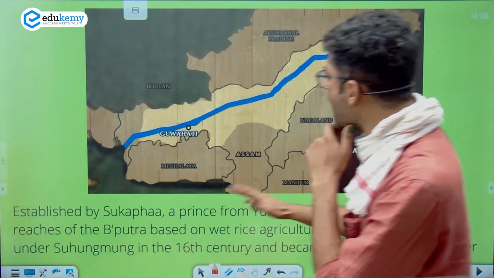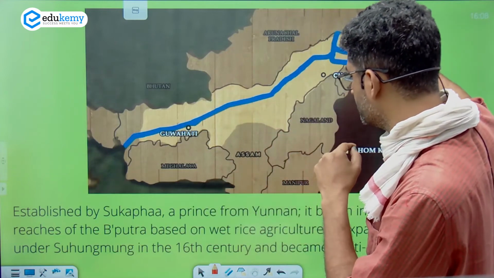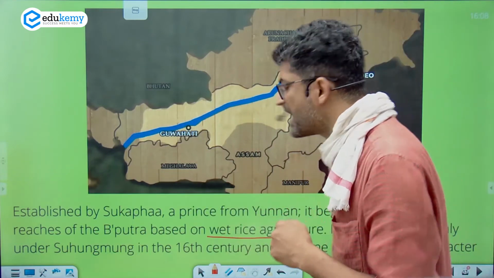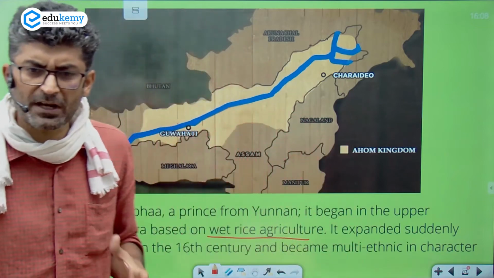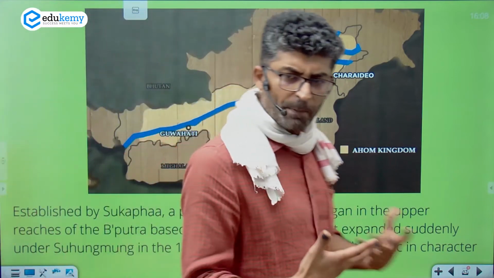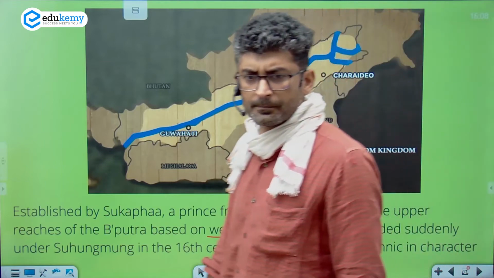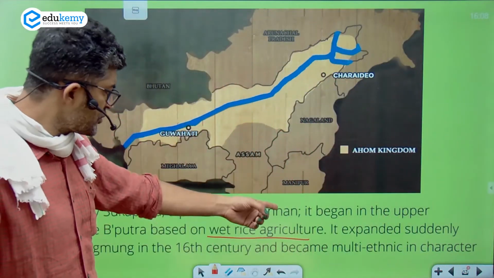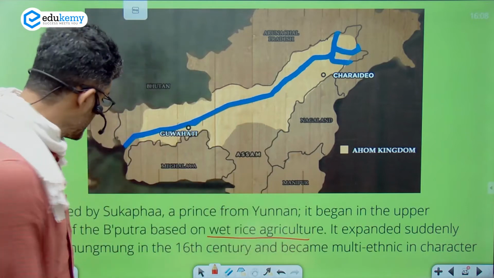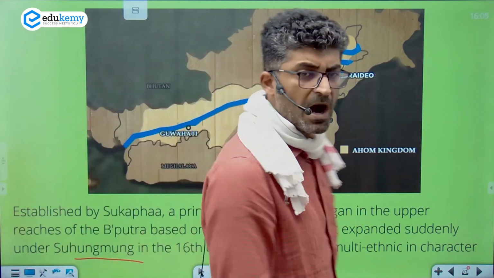It began in the upper reaches of the Brahmaputra, based on wet rice agriculture. Paddy cultivation on the basis of wet rice agriculture, right? And then in the 16th century, he is a contemporary of Akbar, by the way, this fellow, Suhung Mang.